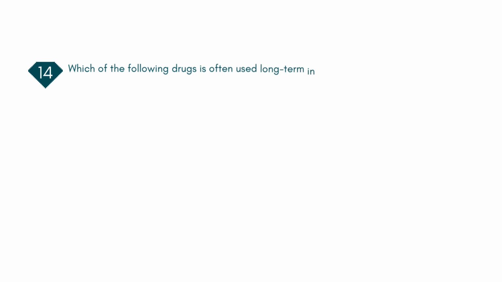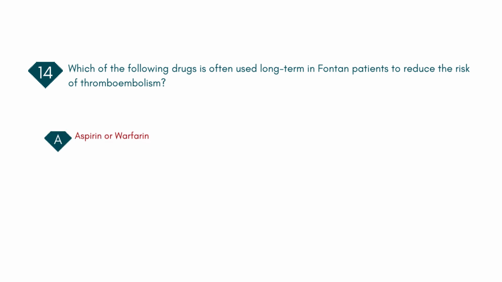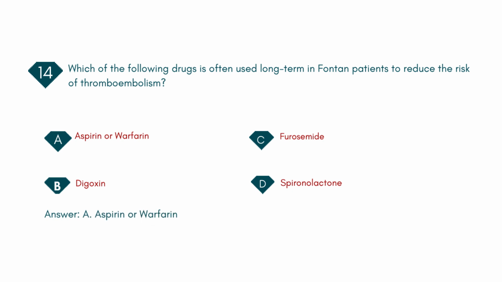Which of the following drugs is often used long-term in Fontan patients to reduce the risk of thromboembolism? A. Aspirin or warfarin. B. Digoxin. C. Furosemide. D. Spironolactone. Answer, A. Aspirin or warfarin.